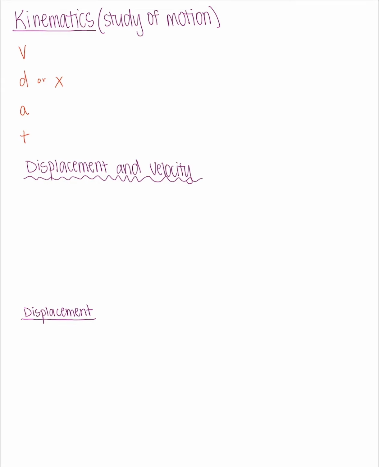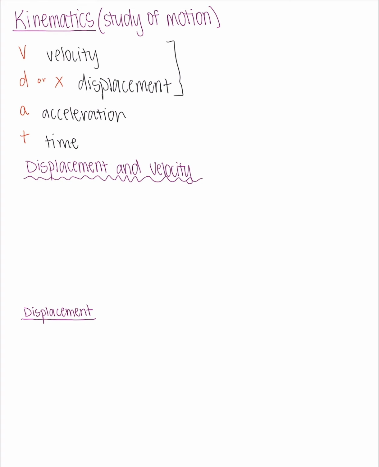Alright, so today we'll be talking about kinematics, or the study of motion. Some important variables to keep in mind are v for velocity, d for displacement. We can also use x for this variable, a for acceleration, and t for time. We'll be mainly focusing on velocity and displacement today.